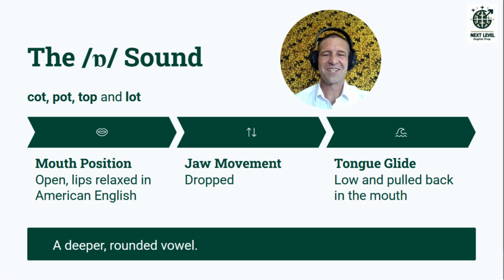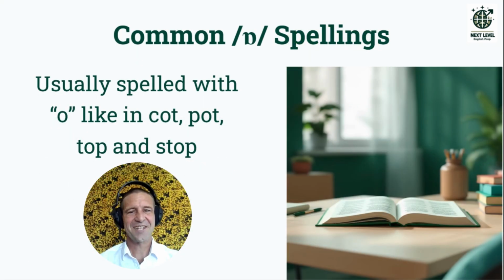Let's go ahead and practice together. Good job. The ɑ sound's usually spelled with the letter O, like cot, pot, and stop.